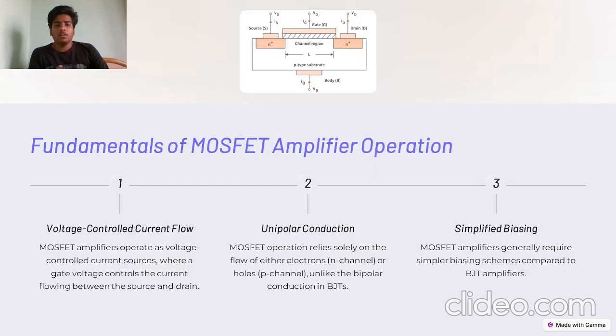So, in the next slide, we are going to know about the fundamentals of the MOSFET amplifier operation. Well, coming to the first one, the voltage controlled current flow. MOSFET amplifiers operate as a voltage controlled current source, where a gate voltage controls the current flowing between the source and the drain. The second fundamental is unipolar conduction. The MOSFET operation relies solely on the flow of either electrons, meaning N channel, or the holes, meaning the P channel, unlike the bipolar conduction in the BJTs. The last fundamental is simplified biasing. MOSFET amplifiers generally require simpler biasing schemes compared to the BJT amplifiers.